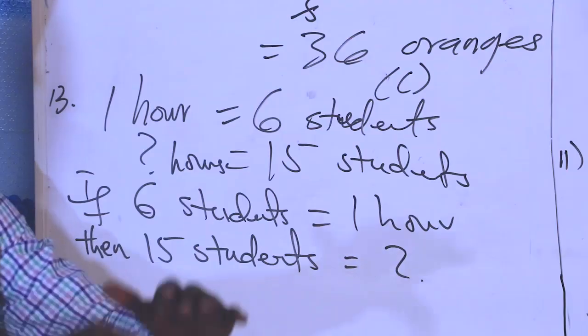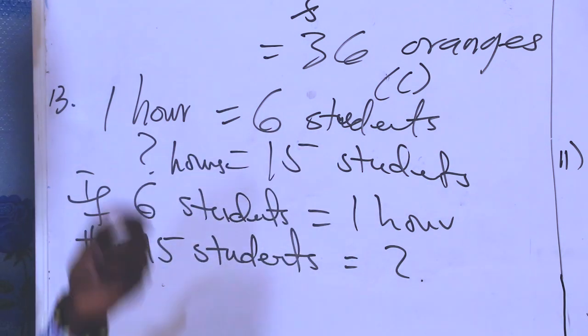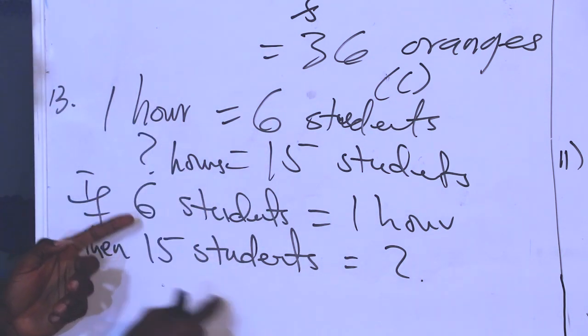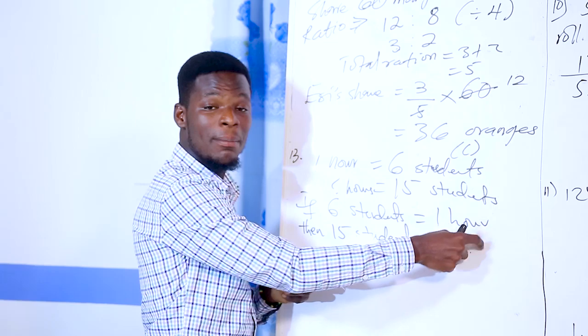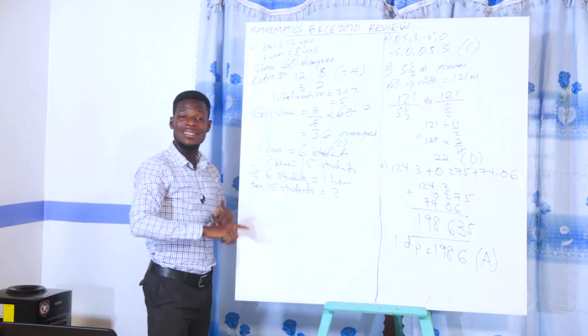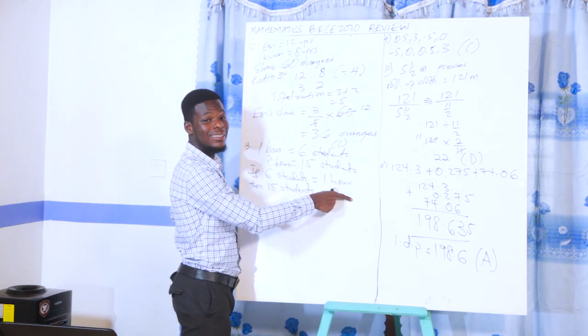So more people to do that small work, which means they will finish early. So the time will be reduced. That's why I said it's an indirect proportion or inverse proportion. So even though we increase the number of students, the workload or the time demanded will be reduced. So increase here, reduction here. That is indirect. So it means that for 15 students, you need less hours.